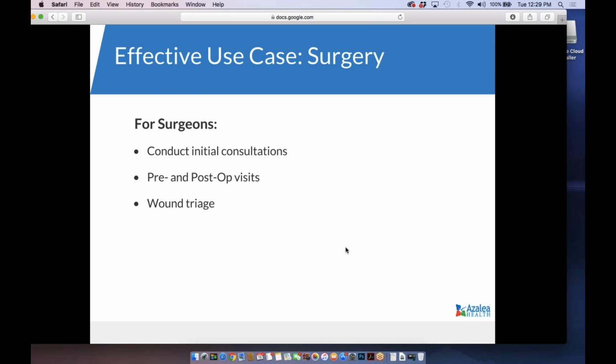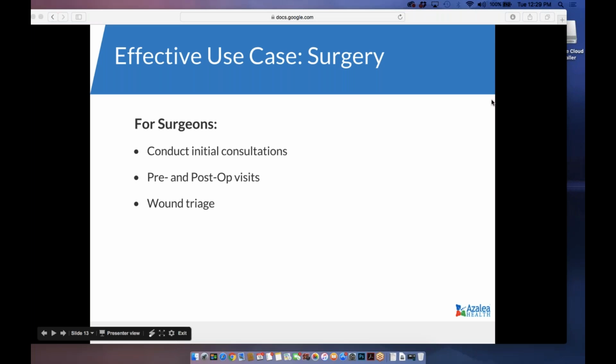So just to continue, I wanted to hit on some of the other specialty areas. What we're seeing now is surgeons are beginning to use telehealth to conduct their initial consultation. They're obviously interested in pre and post-op follow-up, and then the wound triage. So similar to the C-section, they're actually observing the wounds. So we're seeing much more utilization by surgeons. Next.